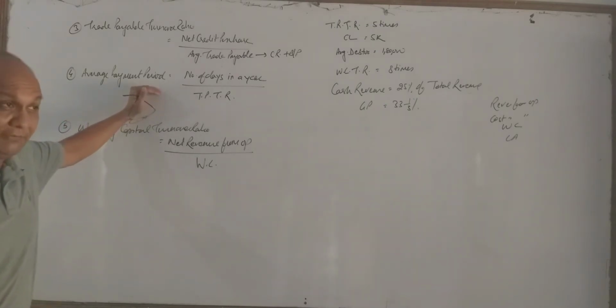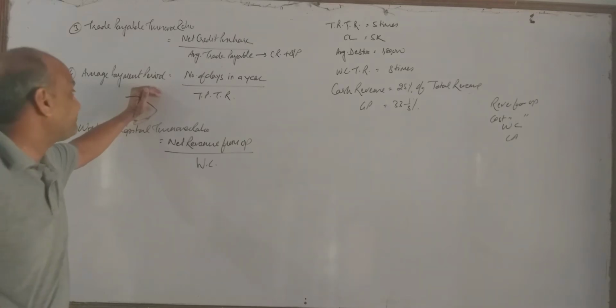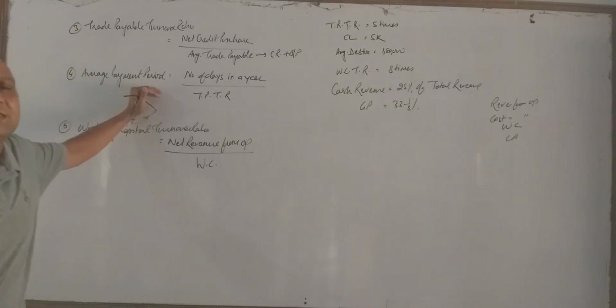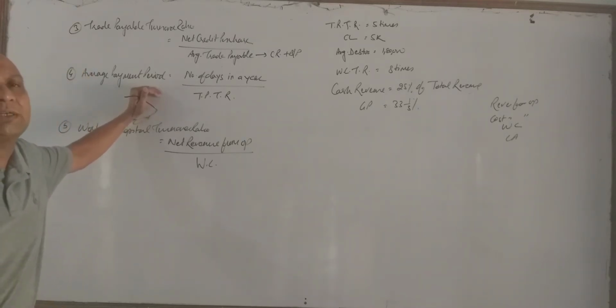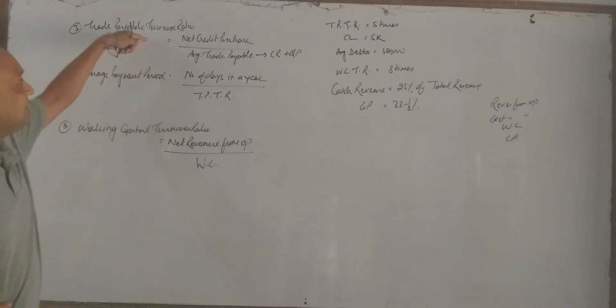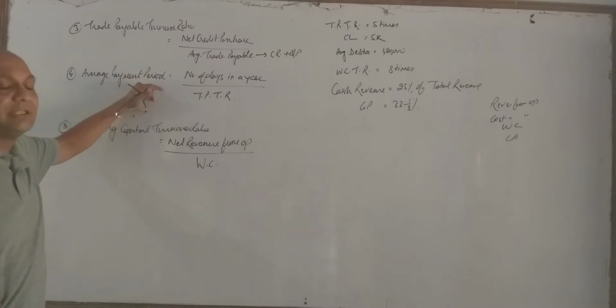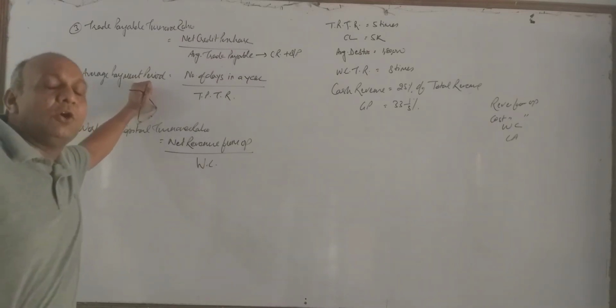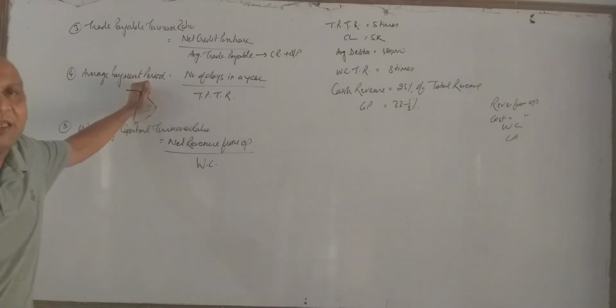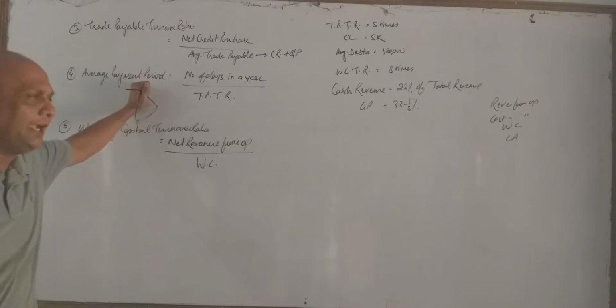Now the next formula related to it, average payment period. What is the meaning of average payment period? It means in how many days we make payment to our creditors and BP. This formula tells us in how many months or in how many days we are paying money to our creditors and BP.